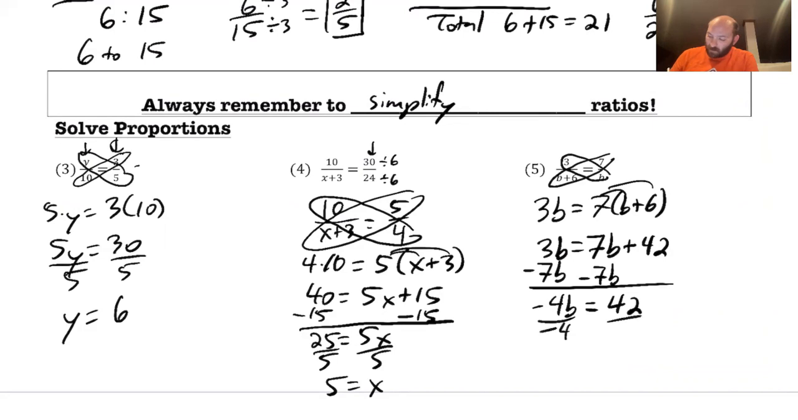And then I'll divide by negative 4. So that b is equal to a negative, oh, that's going to be a fun fraction. Well, okay, so it's just a fraction. That'll be negative 21 over 2. Okay. And that's fine to get fractions as answers. So that's my final one. There's negative 21 over 2. All right.